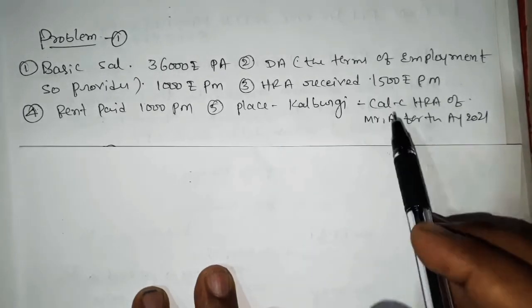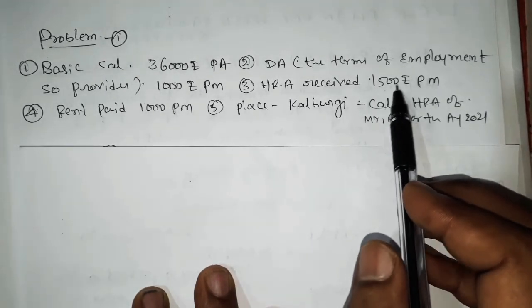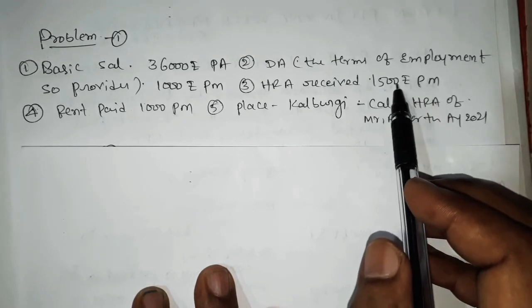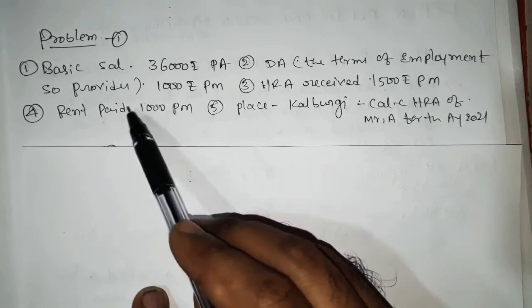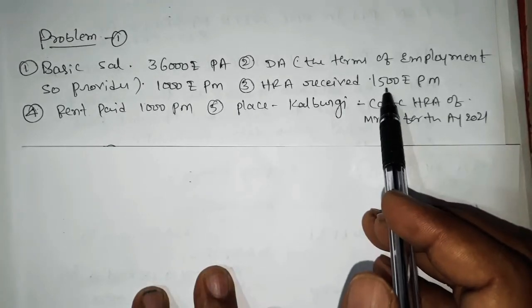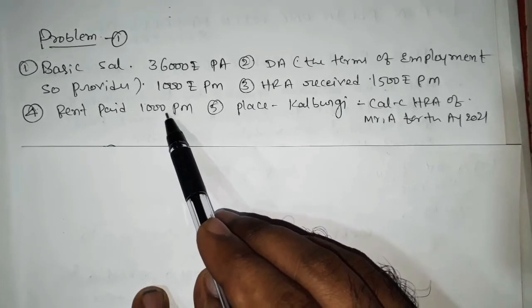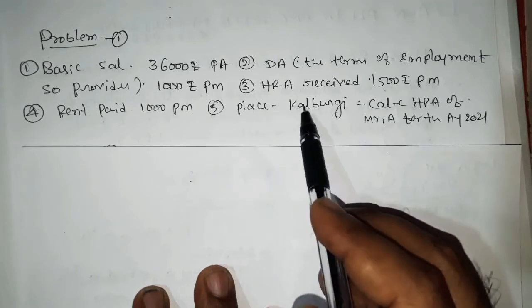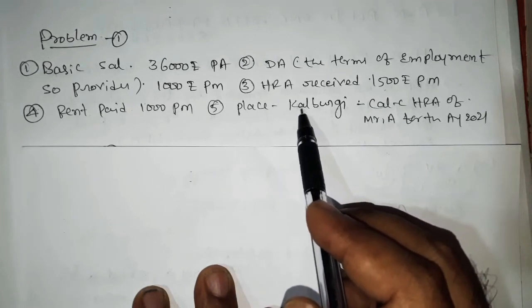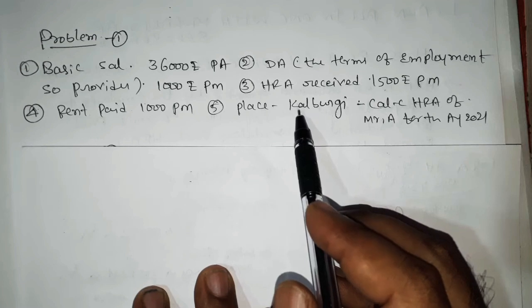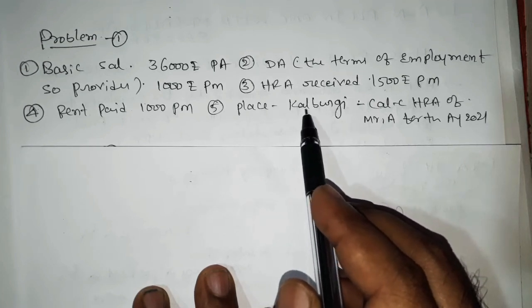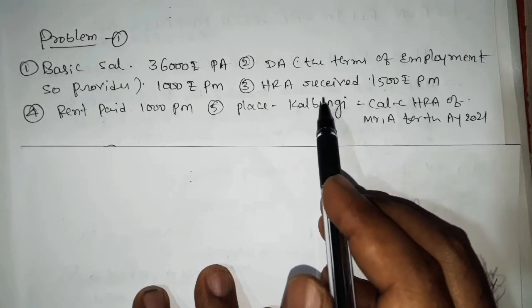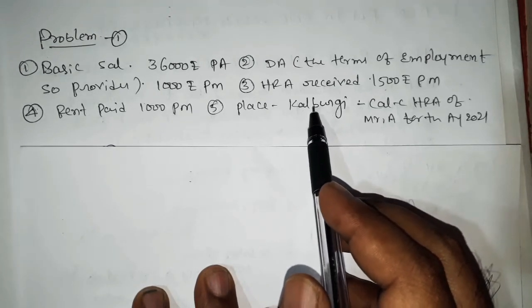HRA received is 1500 rupees per month. How much is he receiving as HRA? 1500 rupees per month. Even though he is receiving 1500, he is paying rent of 1000 rupees per month. The place is Kalburgi. I have explained that big cities means 50 percentage, small cities means 40 percentage. Kalburgi is a small city, so we should take 40 percentage.